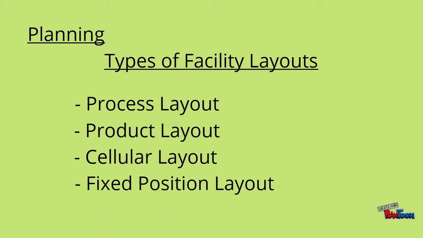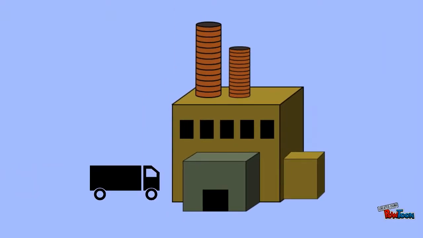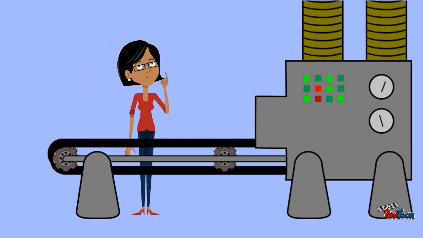And a fixed position layout is often used when products are too big to move around. In this layout, the product stays in one place and equipment and workers go to it. Once the facility is up and running, the operations manager will oversee the production process.